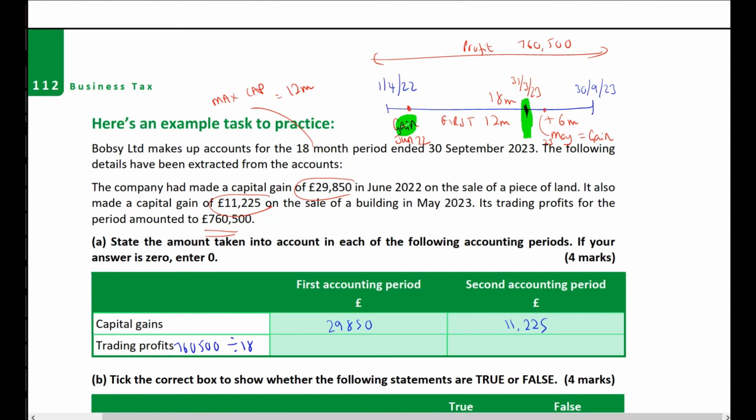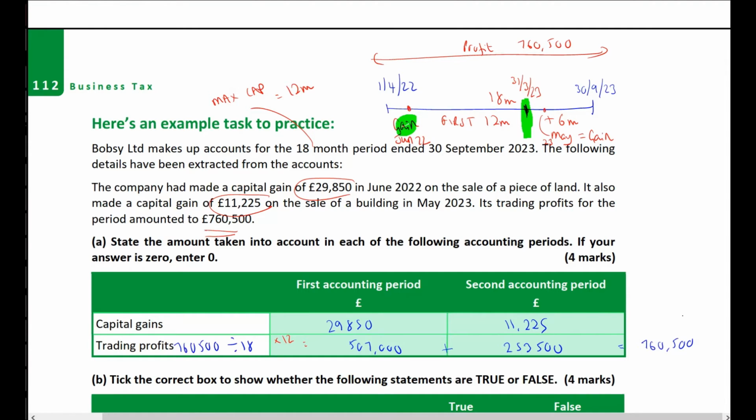So it's an 18-month period, so I'm going to start by dividing it by 18 to find out what 1 month's profit is. And then I'm going to multiply by 12 to find the profit for my first period. And I'm going to multiply by 6 to find the profit for my second period. I am just going to add those two together at the end of this, just to be sure. I like to do little double checks when there's an opportunity, because if my profit doesn't add up to 760,500, then it suggests I've lost a bit. So do add up the profits there.